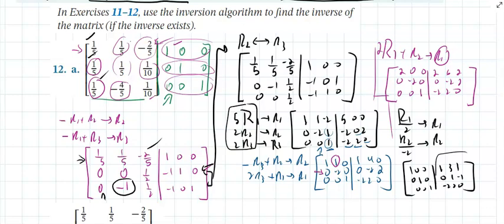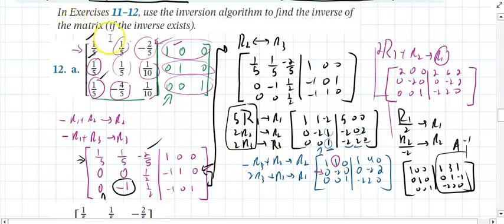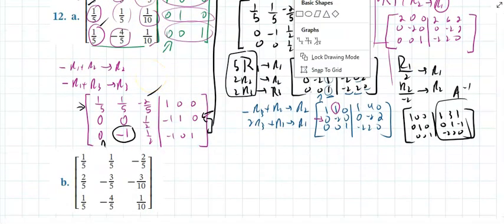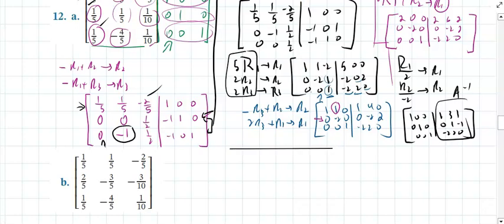And guess what? That's the inverse, provided we made no mistakes. Again, the chances of making a mistake is pretty high. You should work very slowly, but that's pretty much how you run these. Now, I do have the answer. Okay, perfect. I got the right answer.